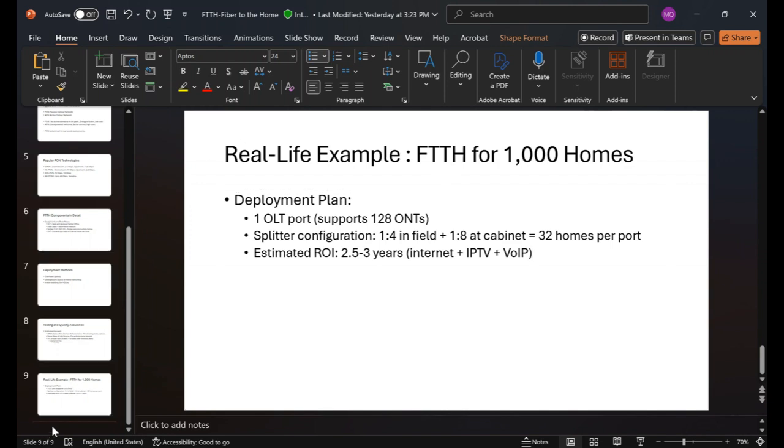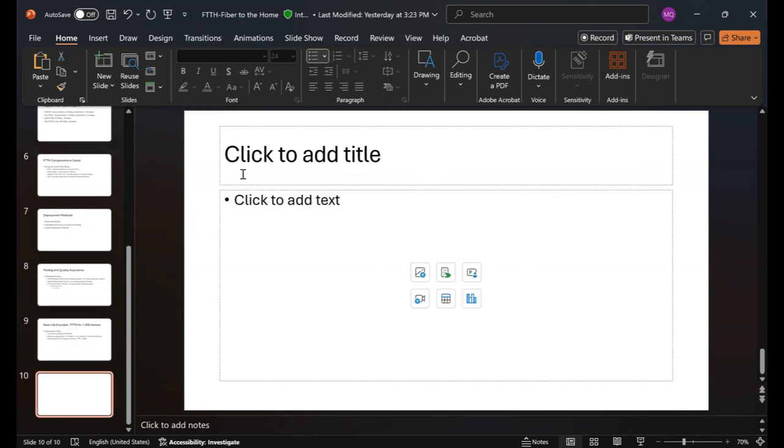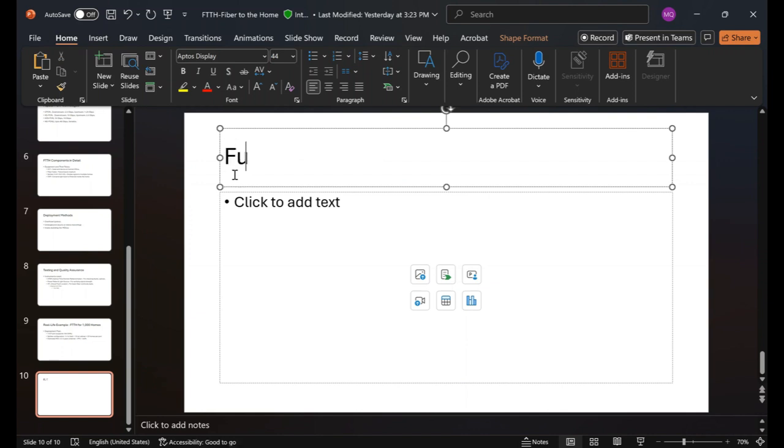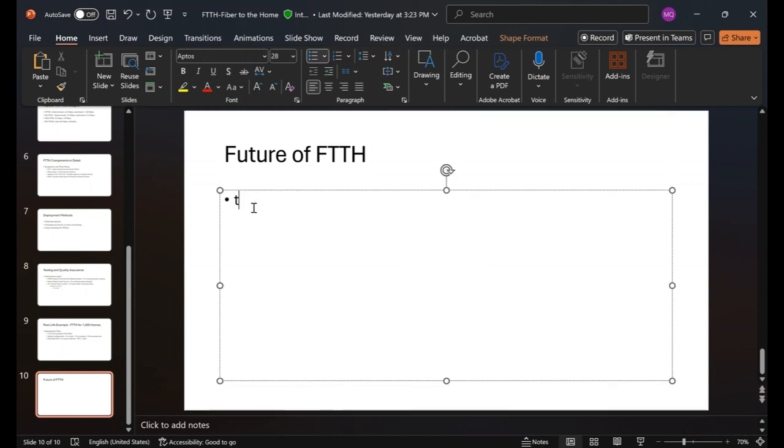And now the future of FTTH. FTTH will support smart homes, IoT, 5G backhaul.